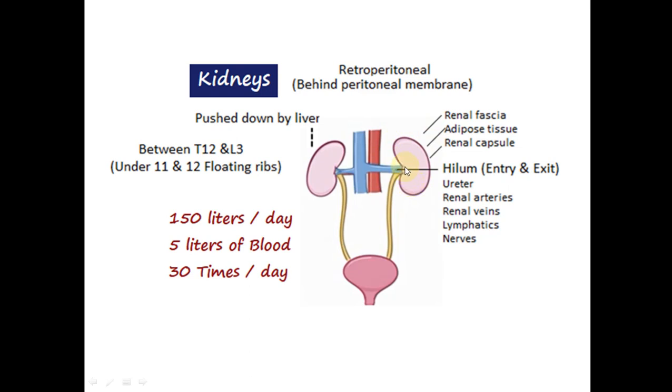On the medial portion of each kidney, there is an indentation known as the hilum, and this is the portion where renal arteries, lymphatics and nerves enter the kidney, while the ureter and renal vein leave the kidney at the hilum. So the hilum of the kidney is the entry and exit point for ureters, renal arteries, renal veins, lymphatics and nerves.